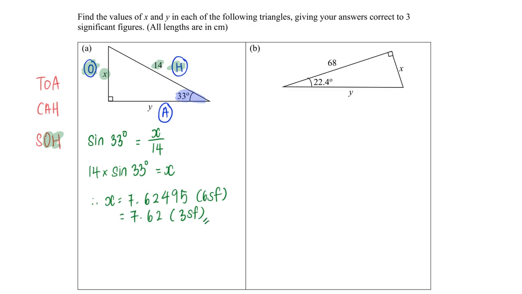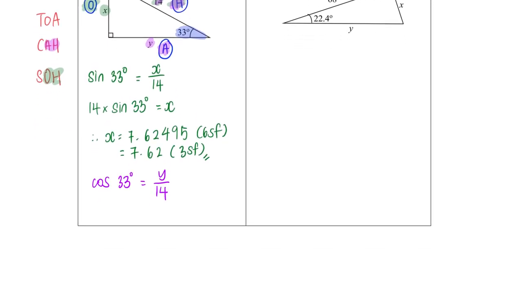And when I try to solve for my y, I'm going to look at A and H. So A and H, you will see that I'm going to use cosine 33 degrees, the cosine ratio, to solve for my y. A over H, which is y over 14. Alright. So I'm going to just create more space for myself. So just give me a while, Mr. Tan create more space.